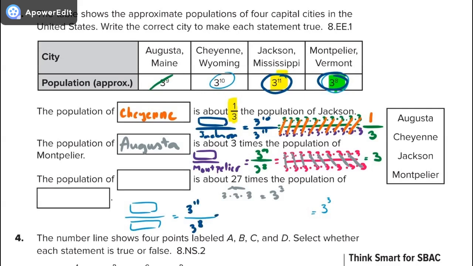You can either list them all out like the last 2 examples, or you can use the quotient rule of the powers. 3 to the 11 divided by 3 to the 8 will give you 3 to the 3rd power, and that's what we're looking for. 3 to the 11 is the population of Jackson City, and 3 to the 8 is the population of Montpelier. So we have Jackson here and Montpelier as the second part.